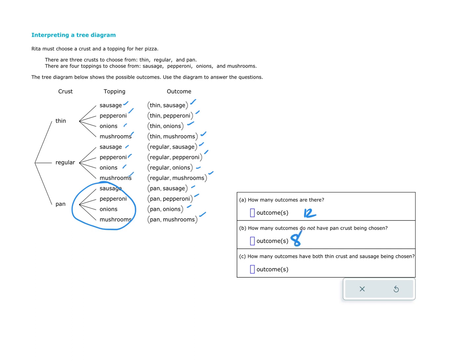And how many outcomes have both thin crust and sausage? So we're looking for thin crust and sausage, so that's just this one outcome right there. If it had said either thin crust or sausage, then we'd have to look at this one. This one would work, this one would work, this one would work, and this one would work. Anything that has thin or sausage would work, but this one says both, so there's only one outcome.